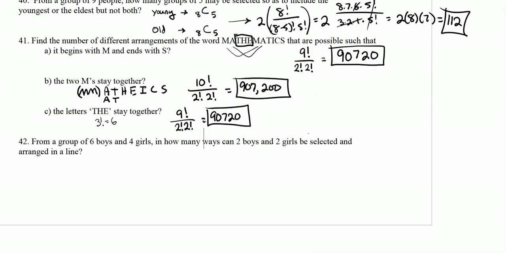Last problem. From a group of 6 boys and 4 girls, in how many ways can 2 boys and 2 girls be selected and arranged in a line? So we got 2 boys and 2 girls. And so first of all, let's see, if this were a word, how many different words could we make? For example, another arrangement could be boy, girl, or we could do boy, girl, girl, boy, and so on.